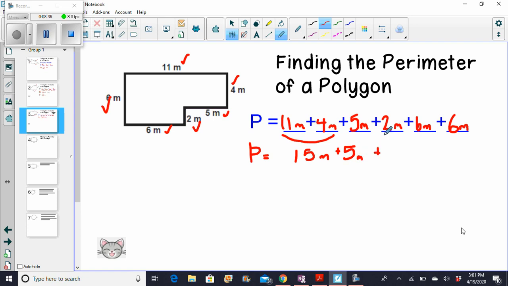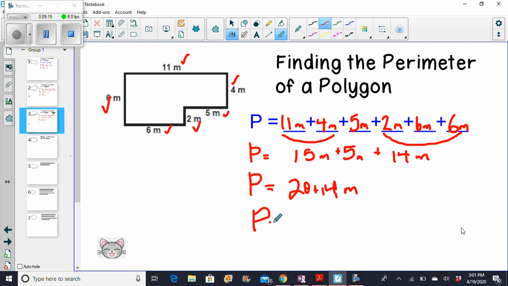Plus, let's add these last 3. 2 plus 6 plus 6. 6 plus 6 is 12, plus another 2 is going to be 14. So go ahead and make sure you're adding these together. Now I've got 15 plus 5. 15 plus 5 is 20 plus 14. 20 plus 14. And this should give you a total of, what did you get, my friends? I hope you got 34.